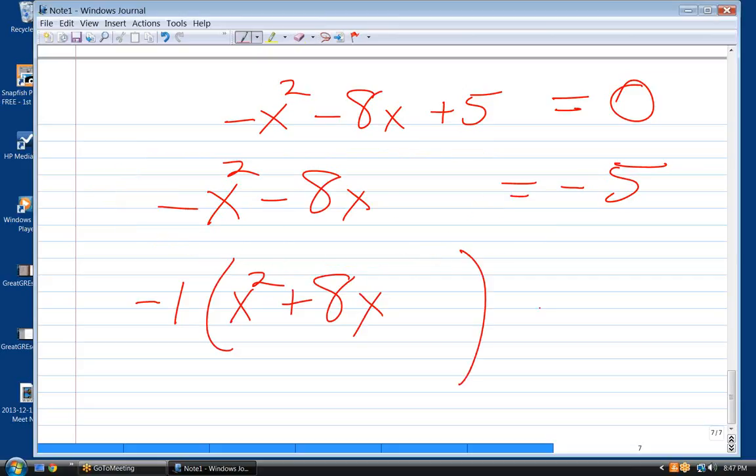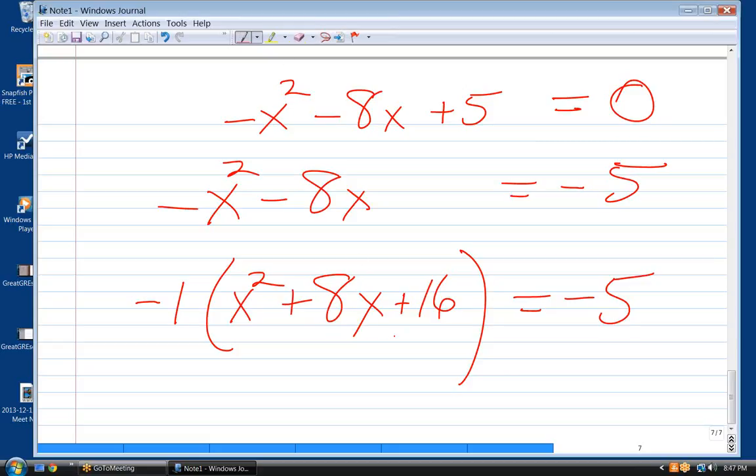Now, we're going to complete the square. So far I haven't changed it. Everything's exactly the same. How do I complete the square inside the parentheses? Which I can now do because the coefficient of x squared is 1. Do you know how? Take half of this coefficient and square it and add it right here. I've just completed the square.